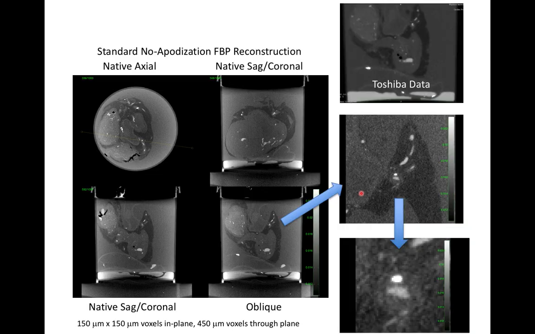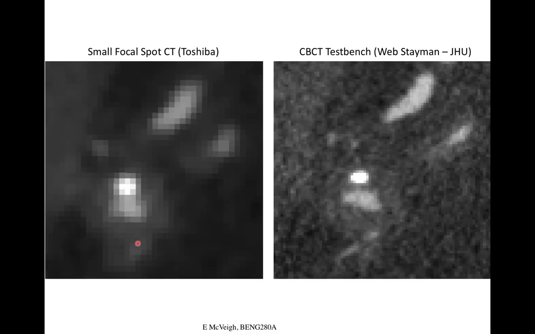So what does that object actually look like? We took it to a colleague's X-ray bench. Remember I showed you a picture of one of those X-ray benches where you put a sample on the bench. There's a source right here. You have a detector far away, so it magnifies it up, and then you rotate the sample and make a CT scan. So Webb Stamen has one of these. And so we look and see, here's what it looks like on a clinical CT scanner, and that's what it looks like on a bench CT scanner. So there's quite a considerable difference between these two. This is the underlying truth, and this is the resolution we can get with a machine like a clinical CT scanner.